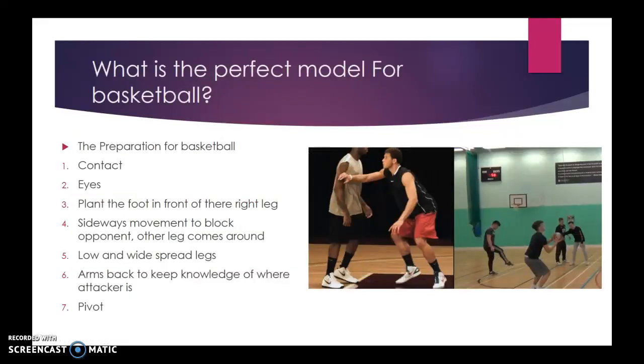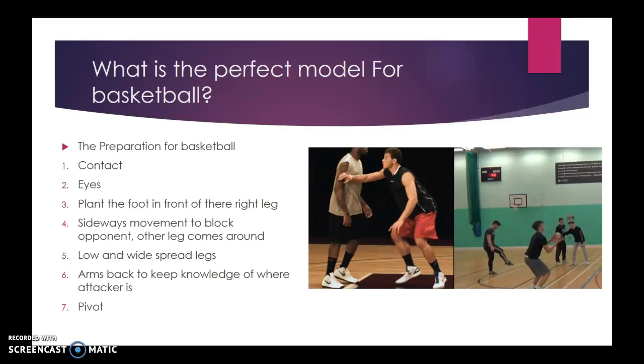We then move on to what is the most perfect model for basketball. For basketball, the skill perfect model for the box out is this. First begins with the preparation phase. Within this phase, the athlete is making contact with the player by extending their arm and placing it against the opposition's body. This is to understand where they are and to make sure they don't lose track of them.